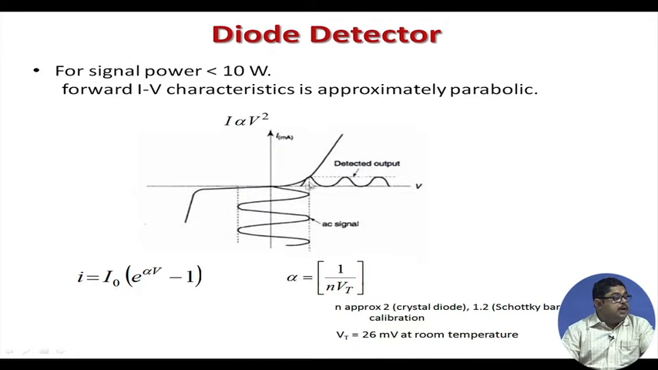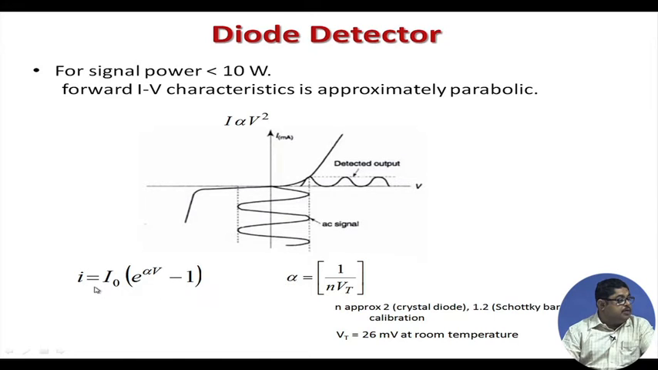So, its IV characteristic is the well known IV characteristic of a diode, and you know that in the forward bias region, just when the signal is small, I is proportional to V square, this is the square law region. After that, when the signal is further increased, this becomes approximately the linear region. So, that is why below this 10 watt you can use the diode.